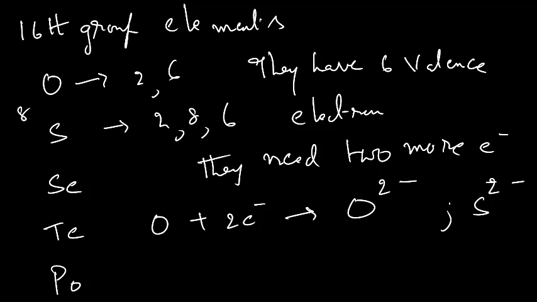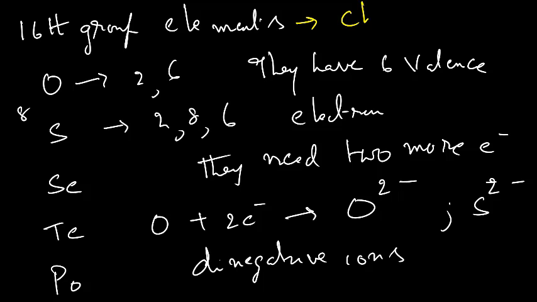Therefore, they are di-negative ions. 16th group elements are referred to as chalcogens. Chalcogens means ore formers. They are ore formers.